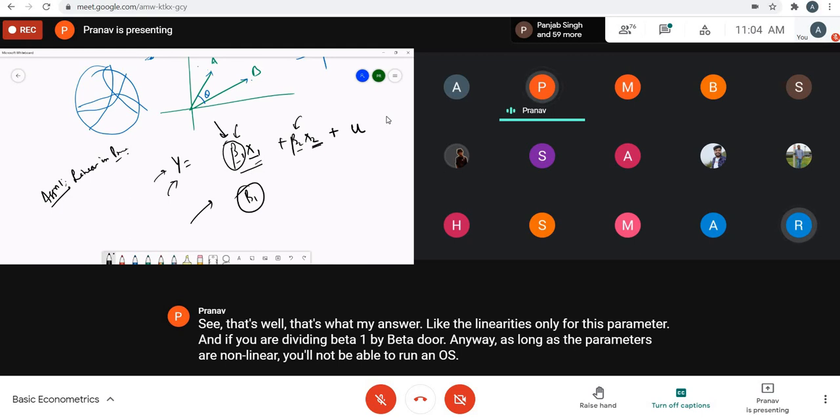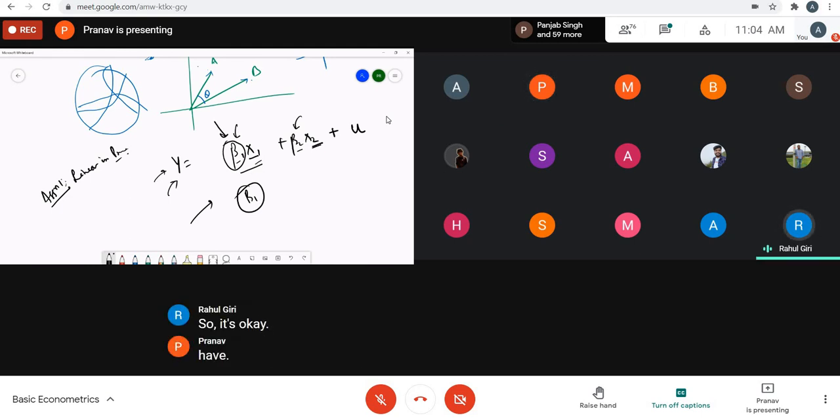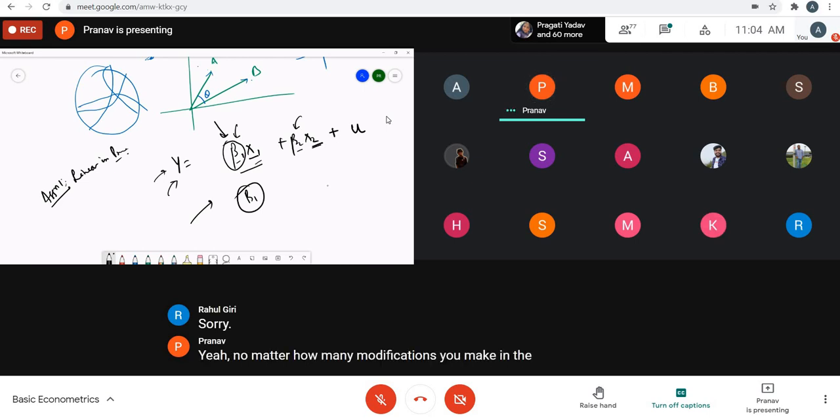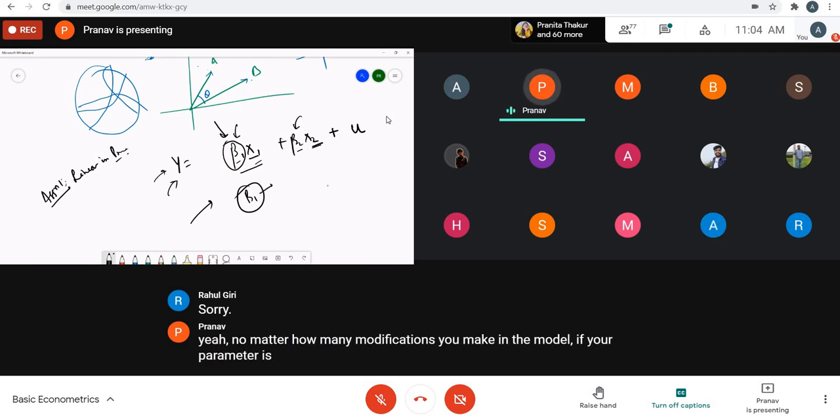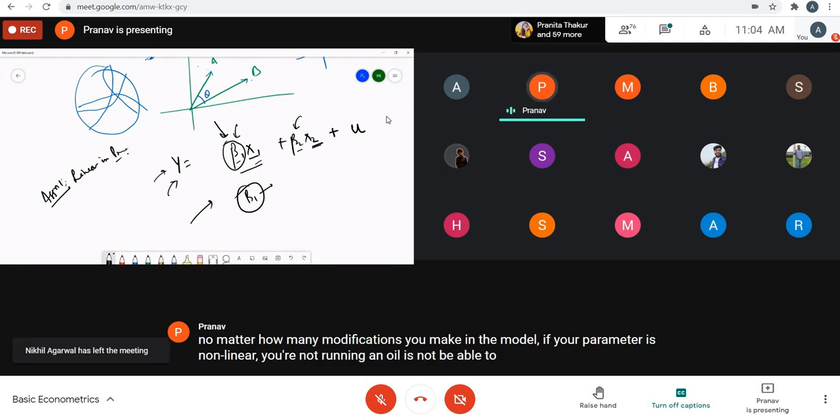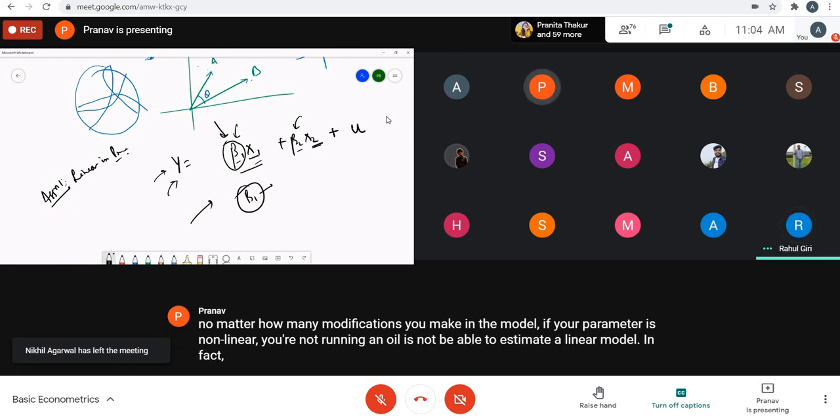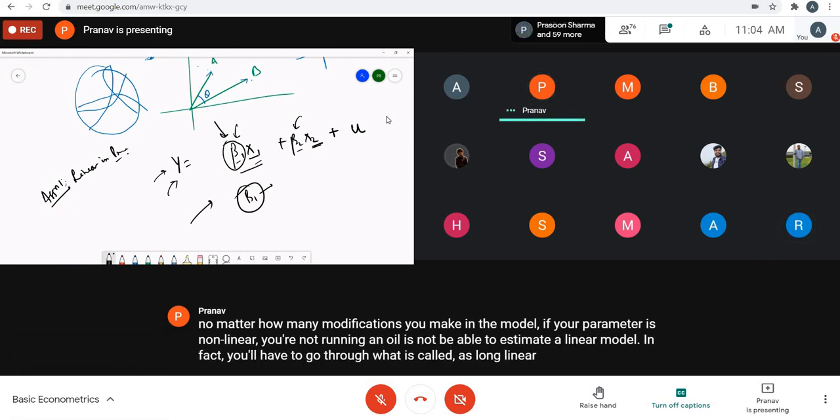No matter how many modifications you make in the model, if your parameter is non-linear, you're not running an OLS. You will not be able to estimate a linear model. In fact, you'll have to go through what is called non-linear estimations.